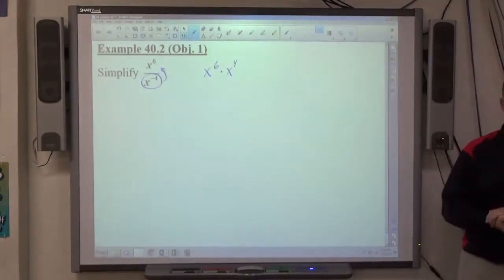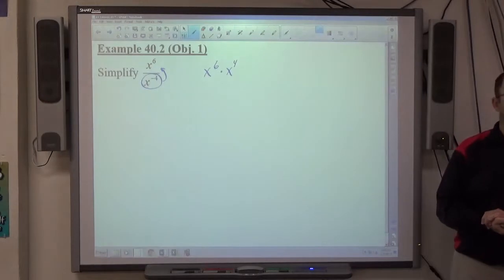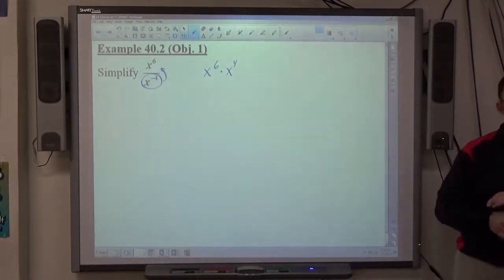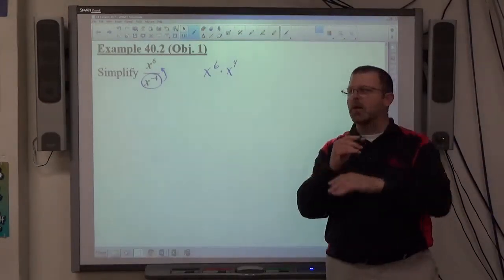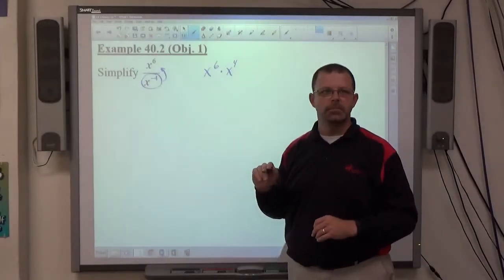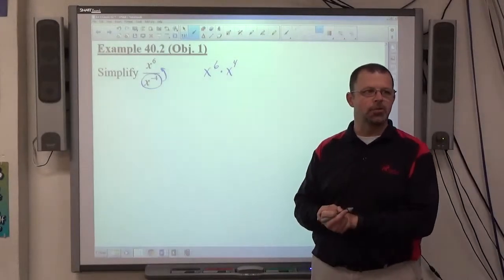Everything's now on the top of the fraction, so we no longer have a denominator. We don't have to have a denominator. If everything moves to the denominator, you have to put a 1 on top, but I don't have to put a 1 on the bottom. Okay, if everything moves to the top, it becomes a whole number structure.